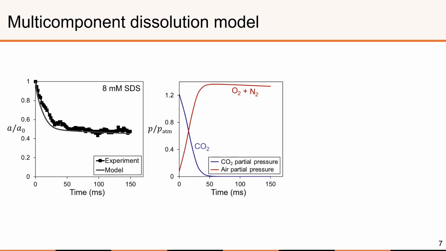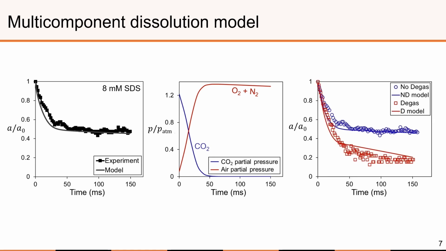The partial pressure of CO2 and air inside the bubble clearly shows the gas exchange within approximately 30 milliseconds, perfectly predicting the 2 regimes of rapid dissolution and equilibrium. Air has slower dissolution rate compared to CO2, so after the CO2 bubble becomes an air bubble, its size does not change dramatically. The gas exchange idea can be further supported by comparing the calculations with experiments conducted using degassed surfactant solutions. As you can see in the third plot, the equilibrium bubble size is much smaller if there is less pre-dissolved air in the liquid phase.